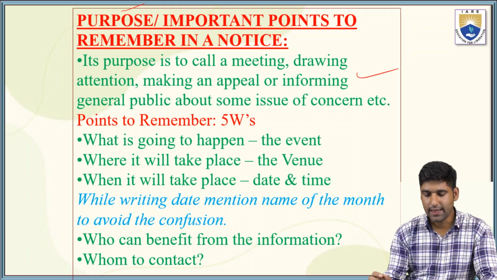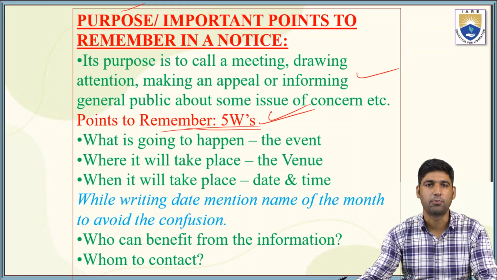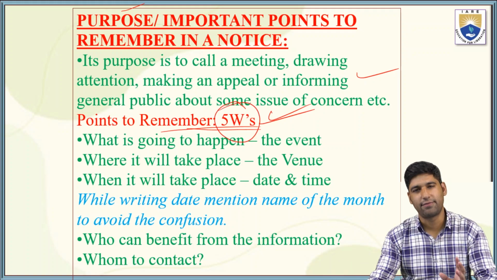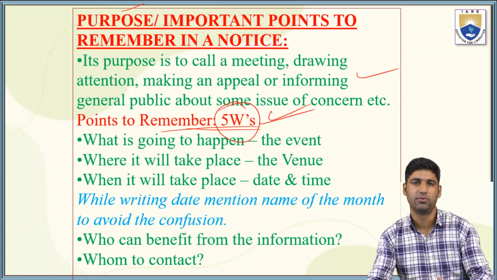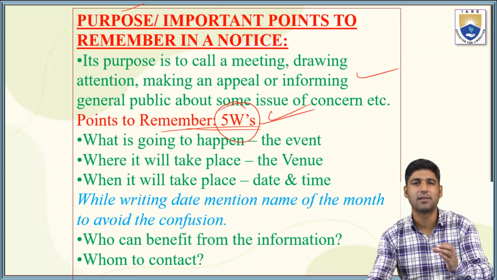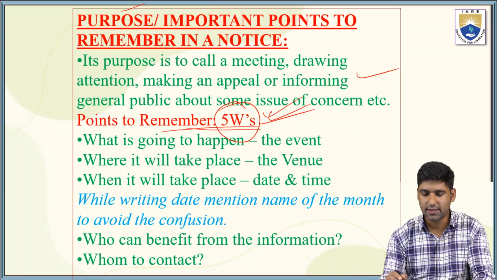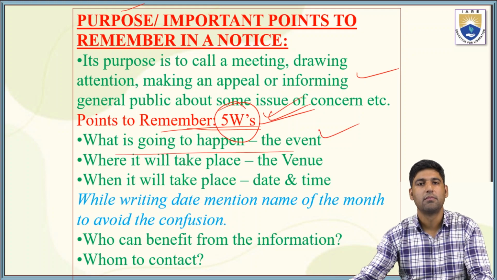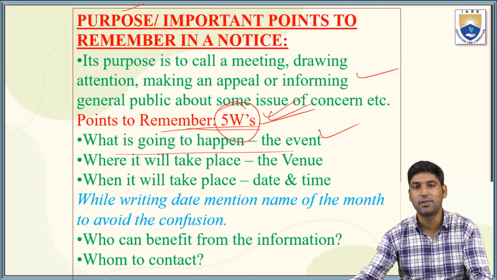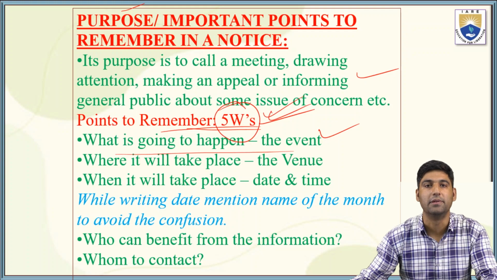Then there are some points which we need to remember when it comes to notice writing. Very important points. We have 5 W's. 5 W's means these are 5 points which start with the letter W. In order to just memorize it, it's 5 W's. So we have the first thing, what's going to happen? These are the important points regarding a notice. When you are writing a notice or when you are reading a notice, you should have one thing in your mind, what's going to happen?